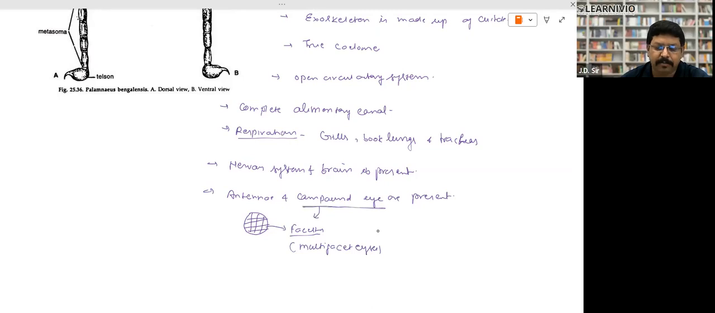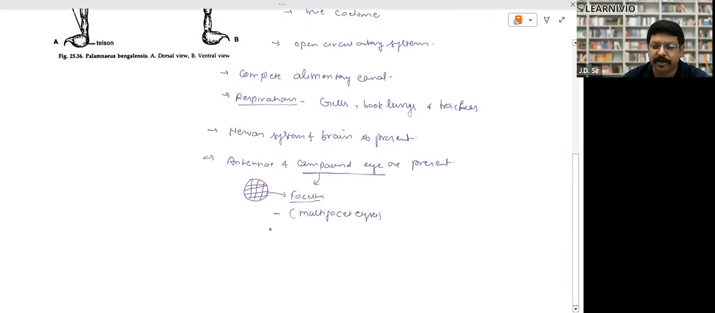Compound eyes are made up of multiple facets, and every tile will make a different picture, right? This kind of vision is known as mosaic vision. So all insects have mosaic vision, multifaceted eyes, or you can say compound eyes. Is it clear or not? Tell me, this is important. Clear? Yes, sir. Okay.